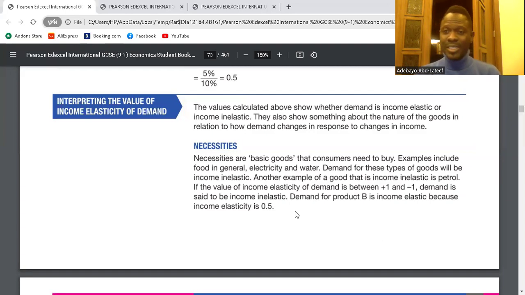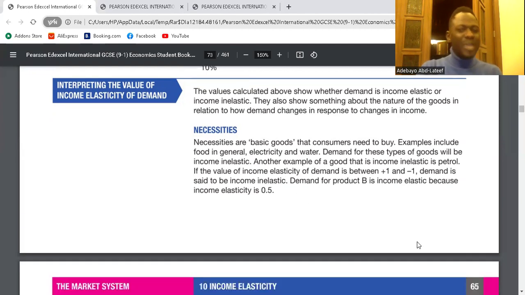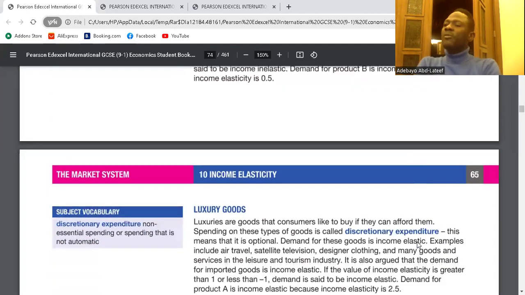Another example of a good that is income inelastic is petrol. If the value of income elasticity of demand is between +1 and -1, demand is said to be income inelastic. So for income elasticity for products, if it is from +1 to -1, it is said to be income inelastic. Do you understand? Yeah. So we go down. You get to know it better anyway. So for necessities, the demand for those products is income inelastic. Clear? Yeah. Then we go into luxury.